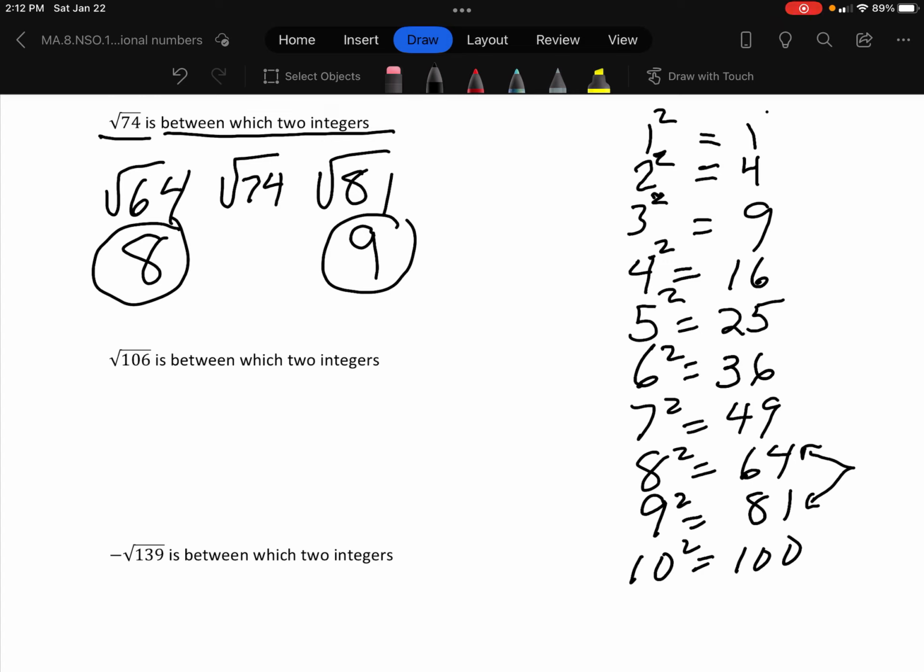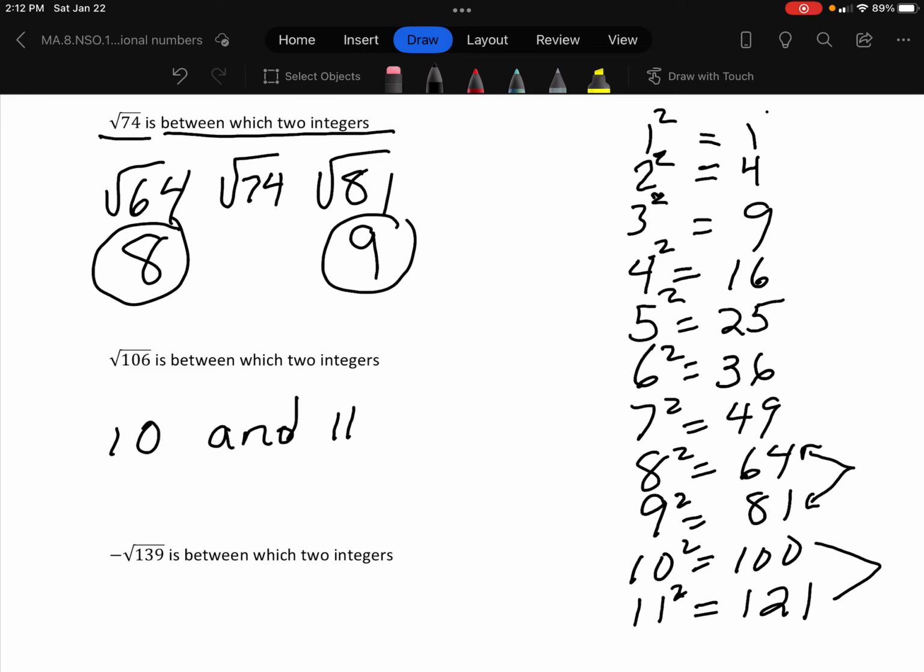The square root of 106 is between which two integers? Now I need 106, but my list goes up to 100, so I'm going to have to continue a little bit more. 11 squared equals 121. Oh, so I don't have to continue, because I need 106. So 106 is between 100 and 121. Therefore, the square root of 106 is between 10 and 11. You see how I did this faster? Because all I need to know is between which two integers.